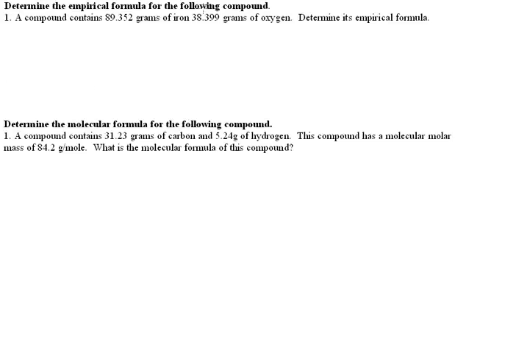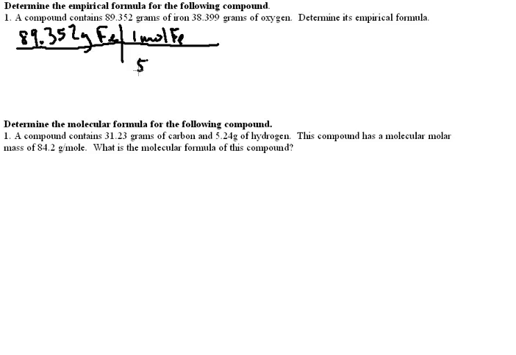So what we need to do is turn both of these masses into moles. So we're going to take our 89.352 grams of iron, and we're going to have to find iron's molar mass. 1 mole of iron has a molar mass of 55.845, and this would give us 1.6 moles of iron.